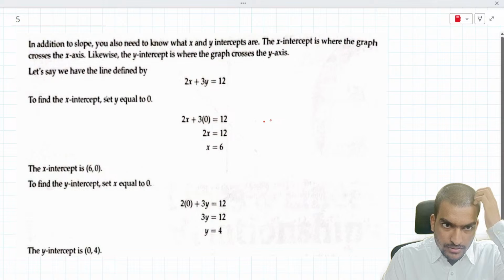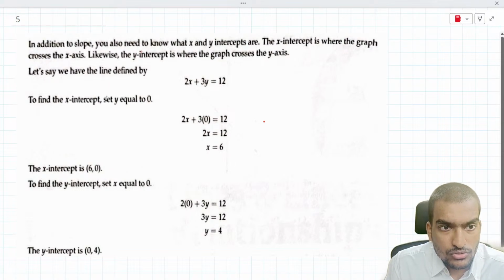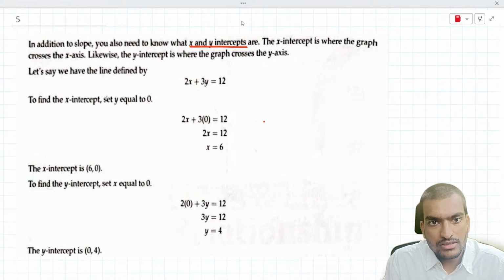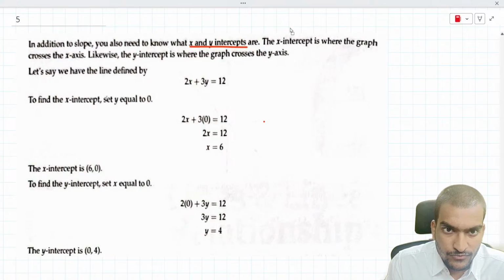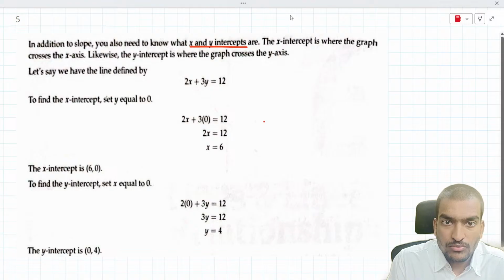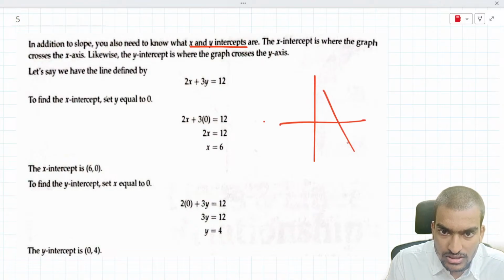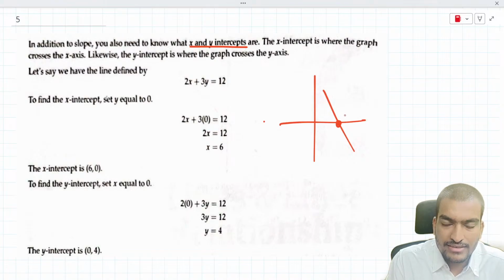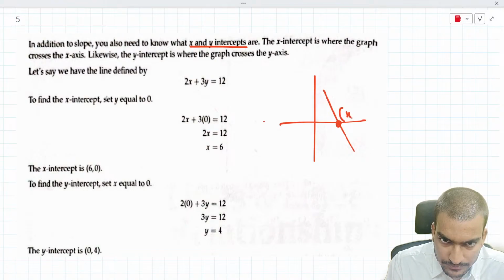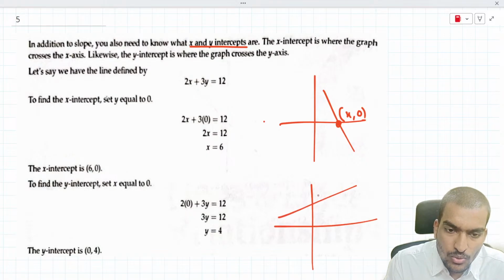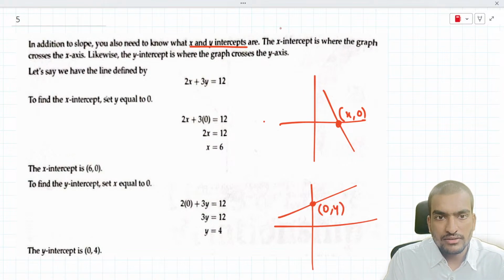Okay, now in addition to slope, you also need to know what x and y intercepts are. You already studied x and y intercepts in functions very clearly. What do you mean by x-intercept? X-intercept means the line crossing the x-axis. At the x-intercept, the y value must be 0. What is y-intercept? The line crossing the y-axis. So at the y-intercept, the x value is 0 and you have a y value. You already learned it.